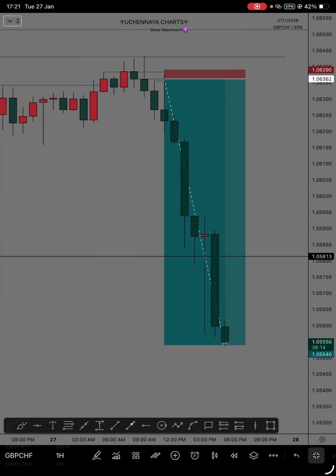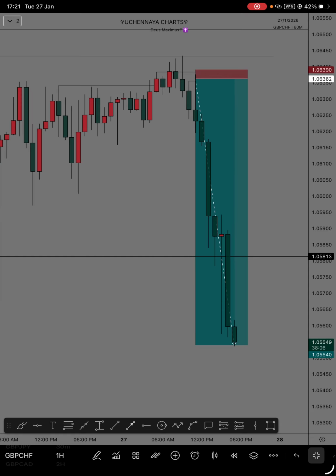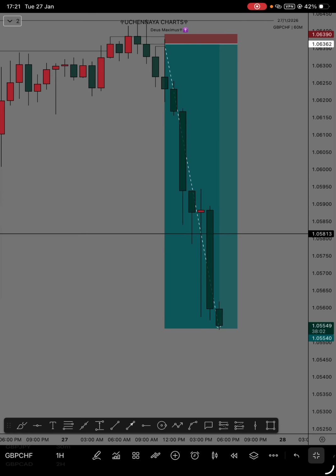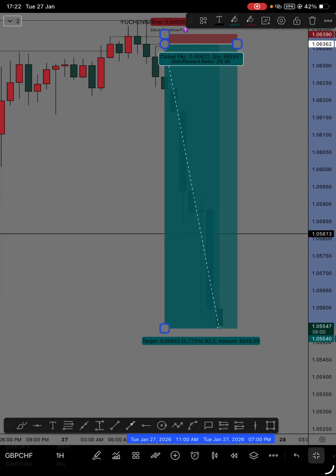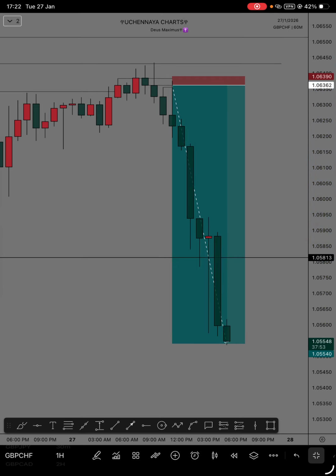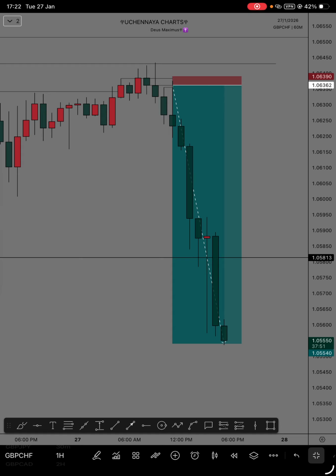So today we will be looking at how I actually caught this very setup on GBP NZD. This is an almost 30 RR trade. This is a 29.36 RR trade. Okay, so without much, let's get right into it.